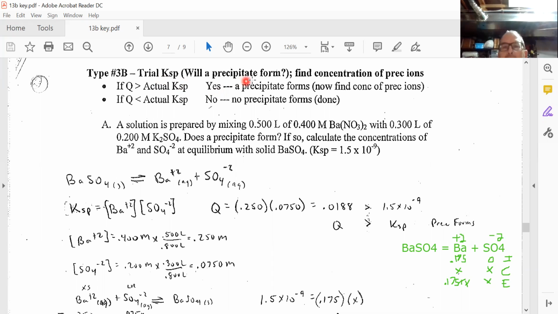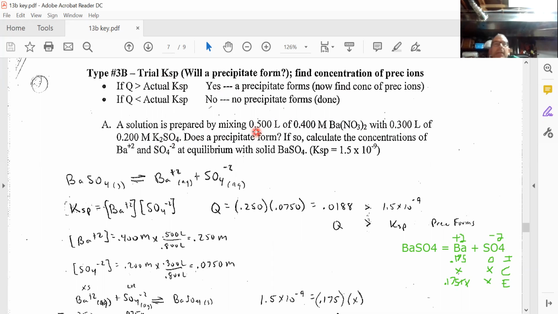Will a precipitate form? Find the concentration of these ions. So a solution is prepared by mixing 0.500 liters of 0.400 molar barium nitrate with 0.300 liters of 0.200 molar potassium sulfate. Will a precipitate form?